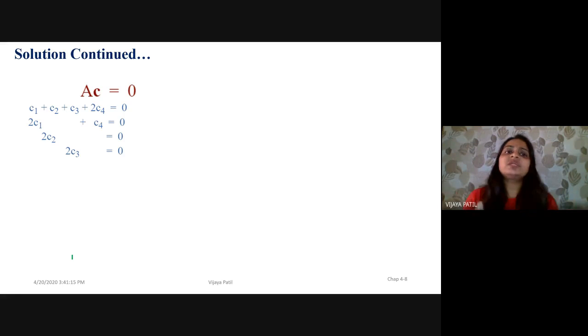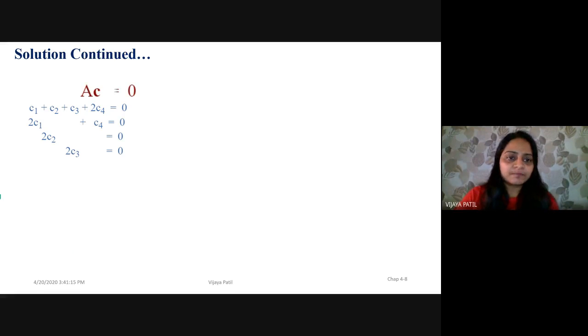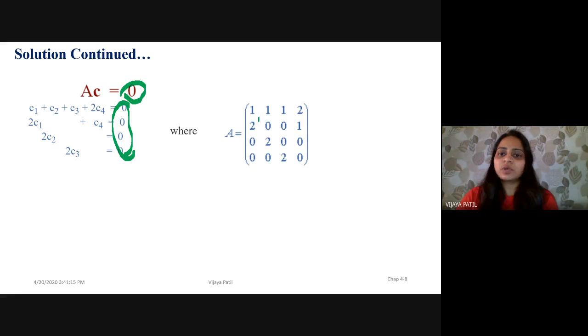After this set of equations, what is it? If you observe the previous question, we got that set of equations as AC equals B, because my RHS was a non-zero vector. Here in this case, this is nothing but AC equals 0. That means all of them are zeros here, so the RHS has been built up with zeros. What is A? A is this 1 1 1 2, just the coefficient matrix.